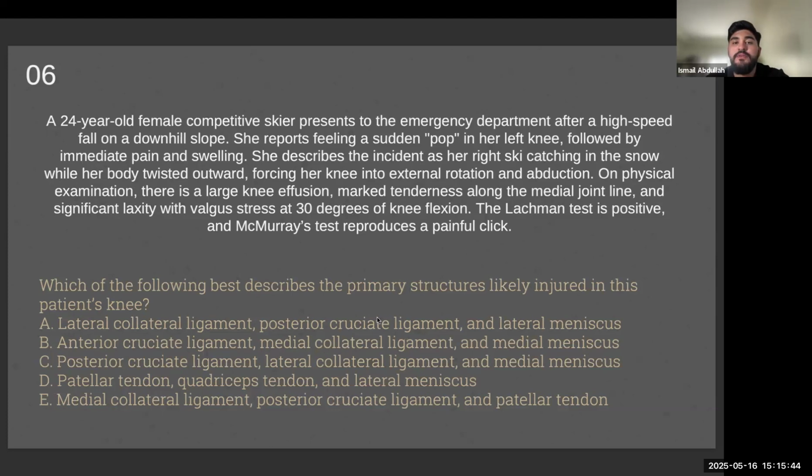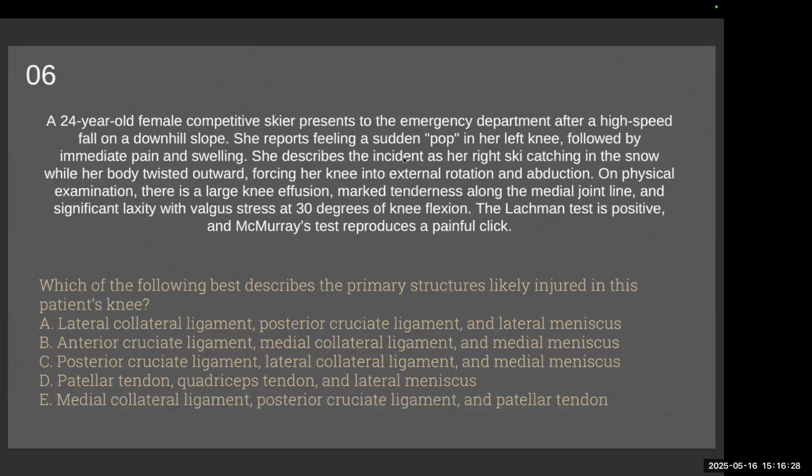Before we really dig into the question, this is a patient who had an accident. And what happened? Her leg got trapped in the snow. Her body twisted, and then she heard a pop in her left knee. And then the knee went into external rotation and abduction at the same time. And then she presented with a swollen knee. It's very tender. And they did two tests, the Lachman test and the McMurray test. And they were both positive. What could go wrong in this patient? Like, what happened to her?